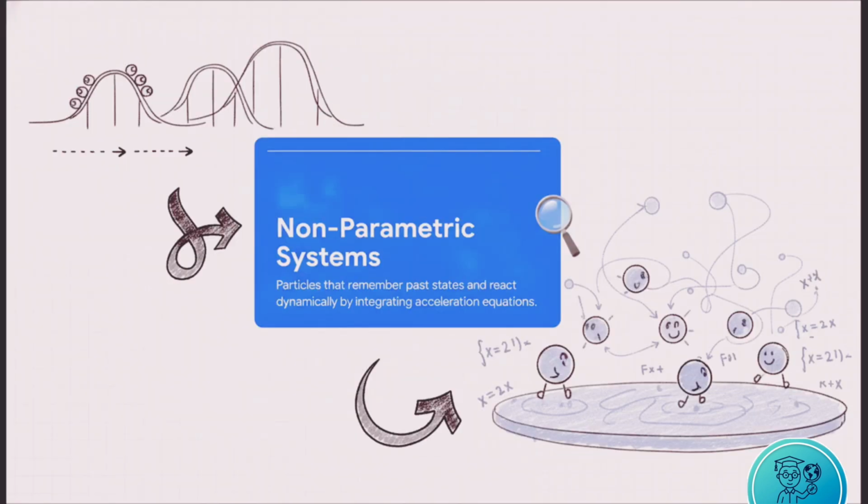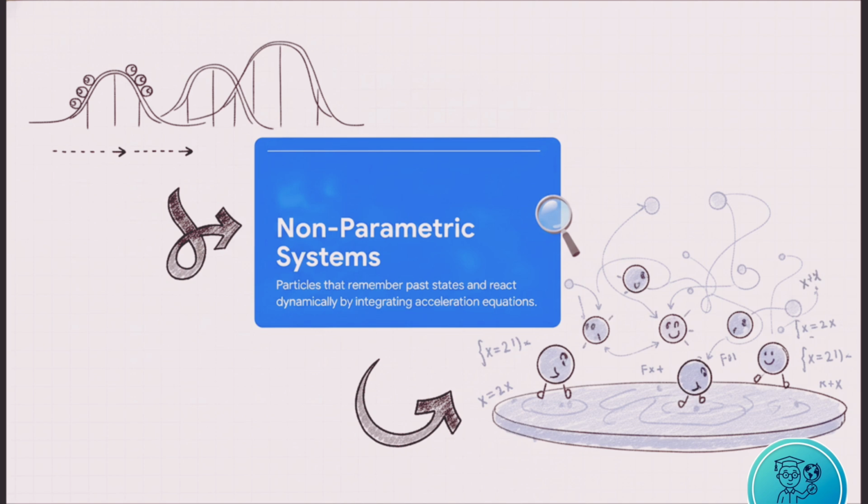So, to understand how we actually get to millions of particles, we've got to zoom way into the microscopic level. See, for years, digital particles were driven by what we call parametric systems. Think of a parametric particle like a cart on a mathematical roller coaster. You know exactly where it's going to be at any given second because its entire path is strictly dictated by an equation of motion. But non-parametric systems, they change everything.